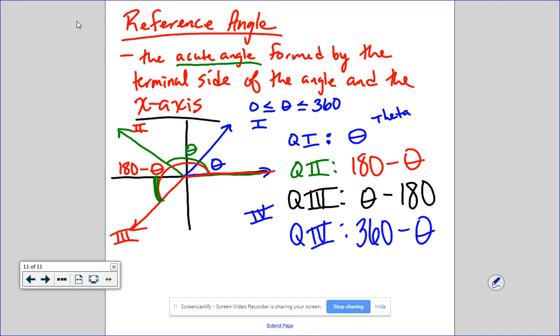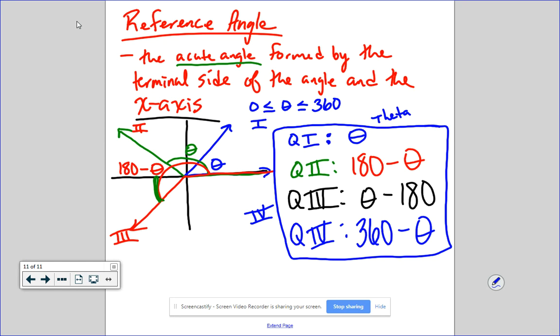Okay? So the most important thing is to figure out, is my angle between 0 and 360? If it is, good. Then figure out what quadrant that angle is in. Once I figure out the quadrant, you just got to know those 4 formulas. And if you think about it logically, that it has to be with the x-axis, that should help you quite a bit. The trickiest one is remembering the difference between 2 and 3. Can't be the x-axis every time.